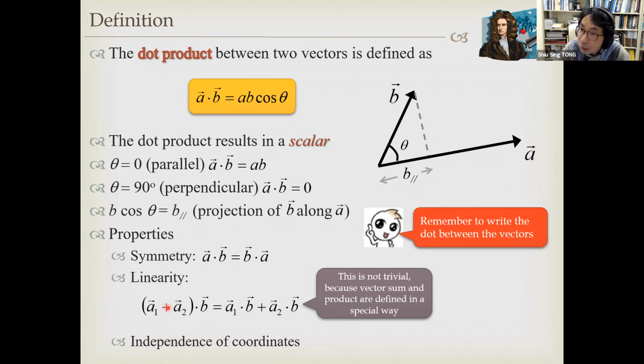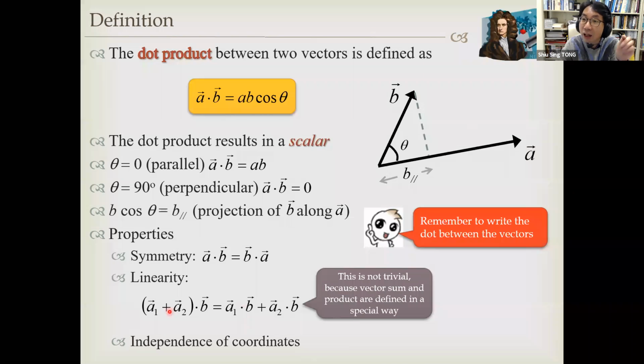But how about the left-hand side? The left-hand side means inside the bracket, I'm adding up two vectors. I am using the tip-to-tail method to add up the two vectors, and then I form a dot product of the resultant with the vector B. So even the plus sign means something different on the two sides of the equation. They are not meaning the same thing.